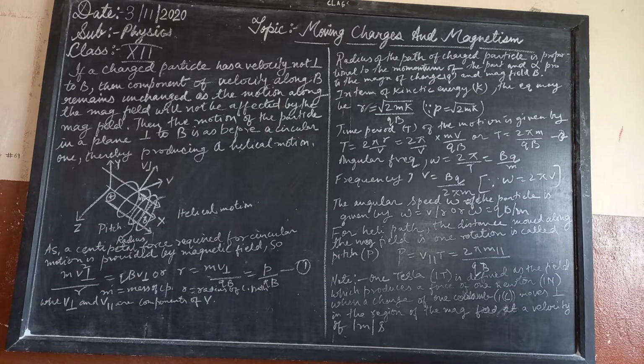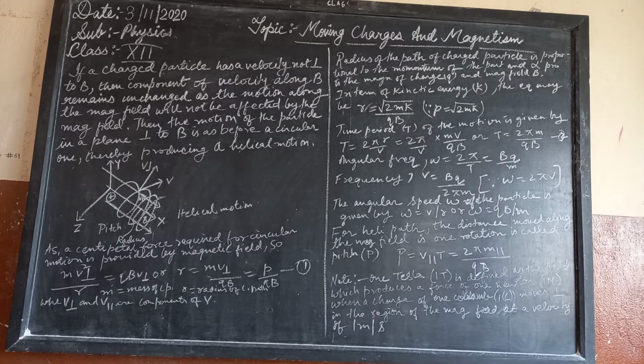Now it is a very important thing to note down that 1 Tesla is defined as the magnetic field which produces a force of 1 Newton when a charge of 1 coulomb moves perpendicular to the magnetic field at a velocity of 1 meter per second. So 1 Tesla is the field which will produce a force of 1 Newton on a charge of 1 coulomb moving in the magnetic field at the velocity of 1 meter per second.